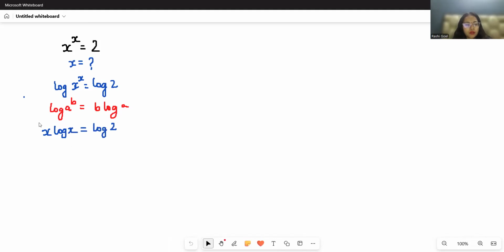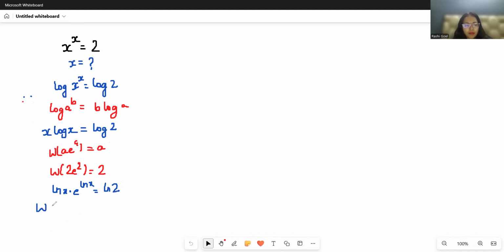Now I'm going to use the Lambert W function, which says that W of a e power a is equal to a. For example, W of 2e power 2 is equal to 2. So let's apply this. So it becomes log x times e power log x equal log 2.